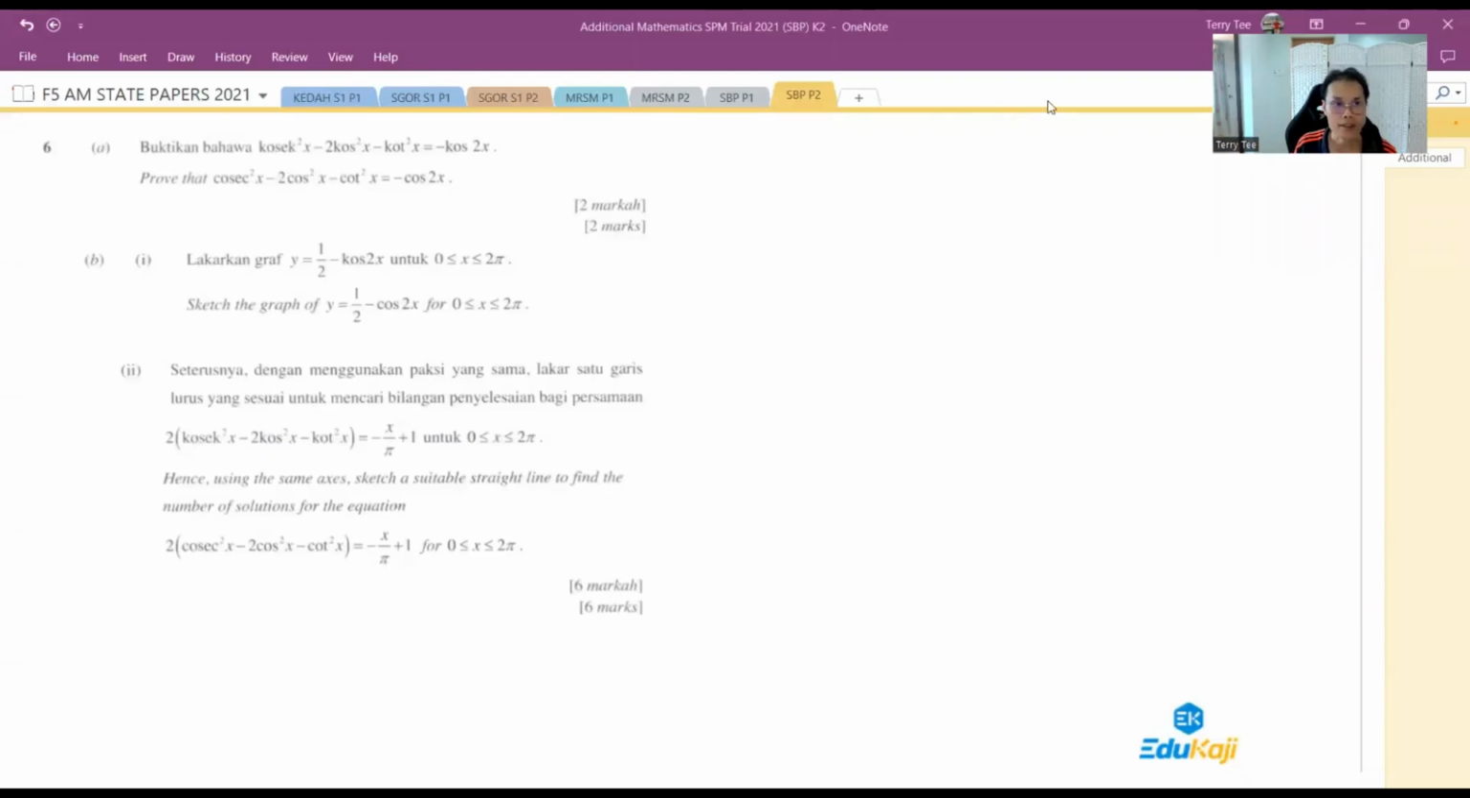Okay, moving on. This is question number 6, Form 5, Chapter 6, Trigonometric function. The first part is a proving question. Prove that cosecant square x minus 2 cos square x minus cotangent square x equals negative cos 2x. Let's start off with the left-hand side. Normally, we start from the side with more terms.